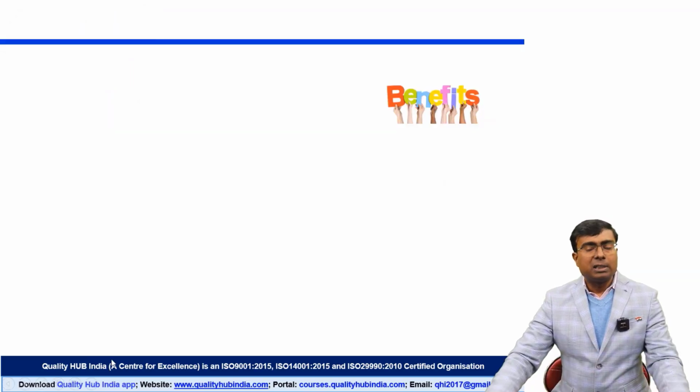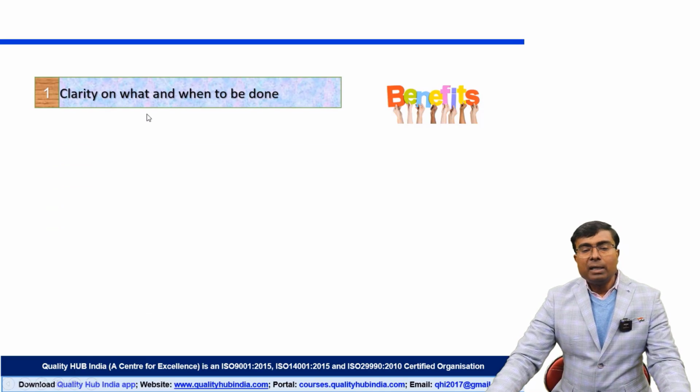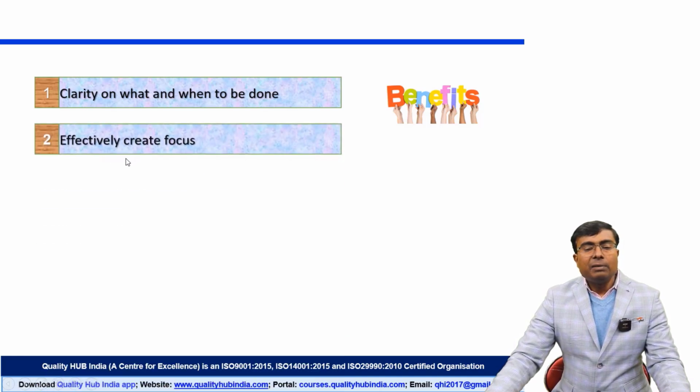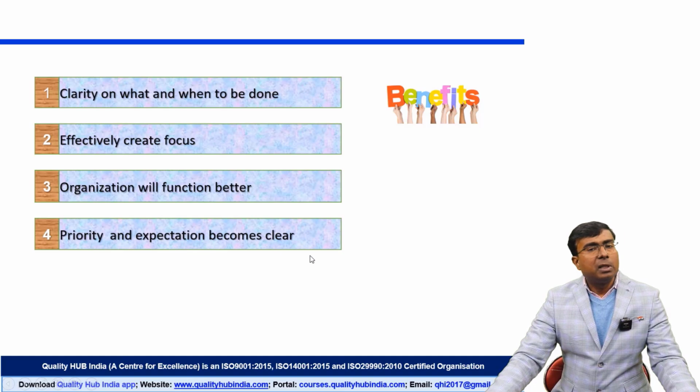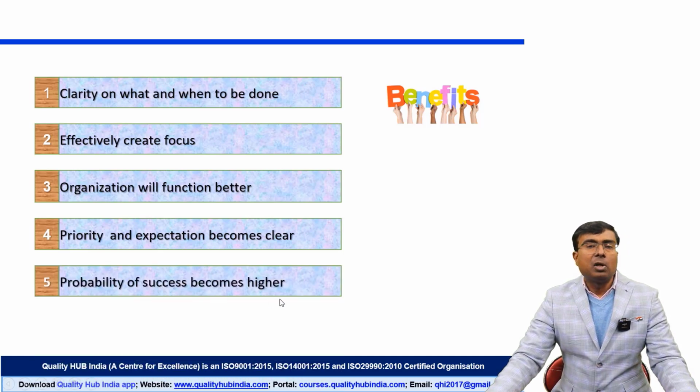Now let's formally talk about some of the benefits. So clarity on what and when to be done, we have already discussed about this. So clarity for everyone, clarity for the company also, and then effectively create focus. So individuals can focus, company can also focus because the objective is clearly set. The organization will of course function better because everybody is clear about their objective. Company is also very clear what is expected from whom. Okay, and then priority and expectation becomes clear for everyone. So there is transparency within the organization for every level, and probability of success becomes higher.